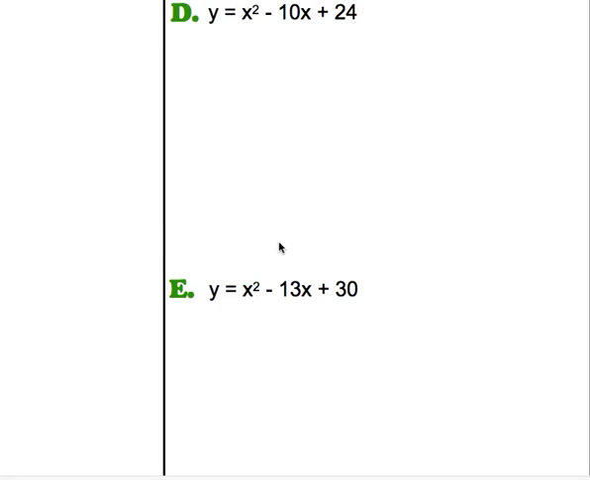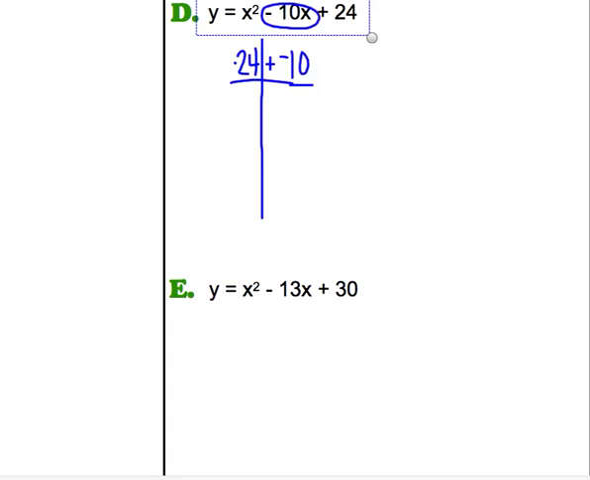Now that we've had a chance to get this process down, we're going to switch it up a little bit and make it a little bit trickier. So now when we look here, we still need to make our t-chart. And our t-chart this time, we need to multiply to 24, but this time we need to add to negative 10. And this is because here we have this minus 10.